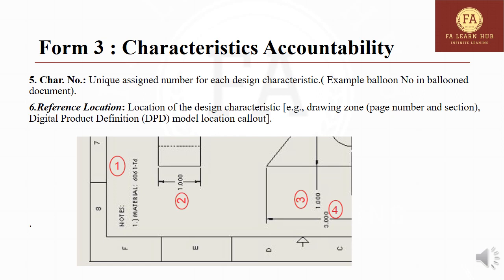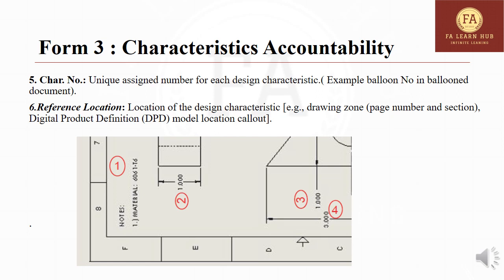Field number 5, characteristic number. A unique assigned number for each design characteristic. For example, consider a ballooned drawing as you can see in the image. It's a part of a ballooned drawing. In this drawing, the numbers in red color are what we have assigned while ballooning. Balloon number 1 is the note, that material shall be 6061 T6. Balloon number 2, dimension 1 mm. Balloon number 3, dimension 1 mm. Balloon number 4, dimension 3 mm.